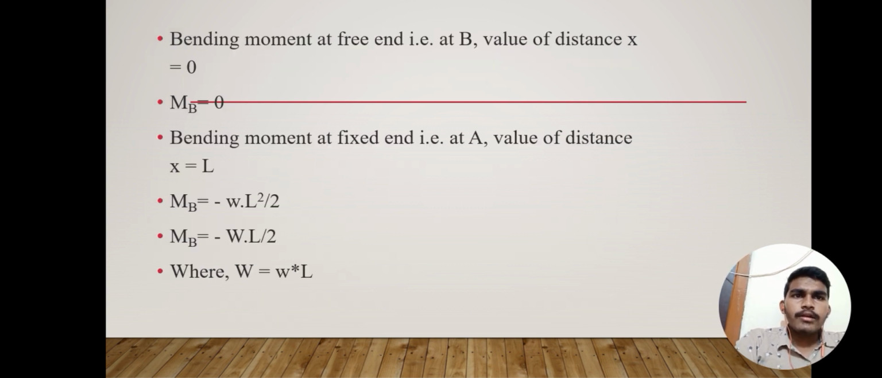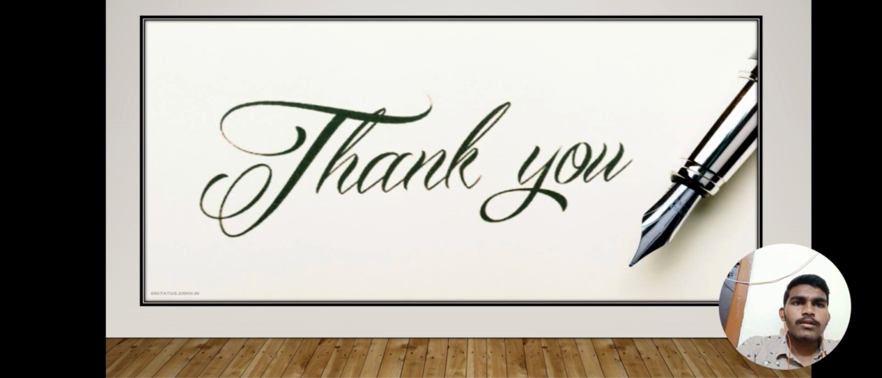Bending moment at the free end, that is at B, value of distance x is 0, therefore Mb equal to 0. Bending moment at the fixed end, that is A, value of distance x equal to L, so Ma equal to minus wL square by 2, and Ma equal to minus WL by 2, where capital W equal to small w into L. Thank you.